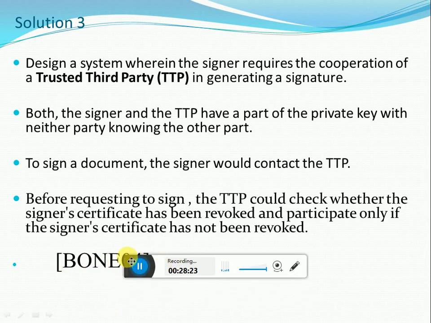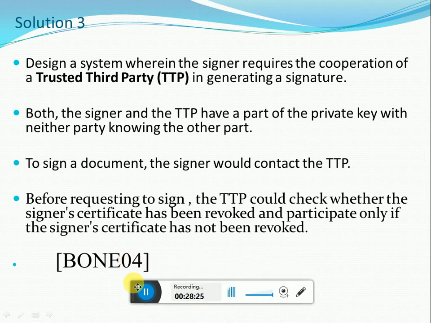In the next class, we are going to discuss identity-based encryption. On Wednesday we are going to discuss identity-based encryption, and we will also start discussing authentication. Thank you.